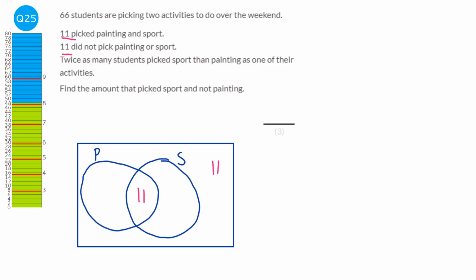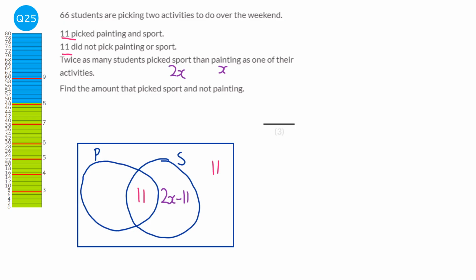So it's saying that the total number in the sport circle is twice as big as the total number in the painting circle. Now, what we can do is say, okay, if the painting we label as x, then the sport will be 2x. But if you look, we've already got a number in the sport, that 11 there. So in algebra, this will be 2x, take away the 11 that we already know about.